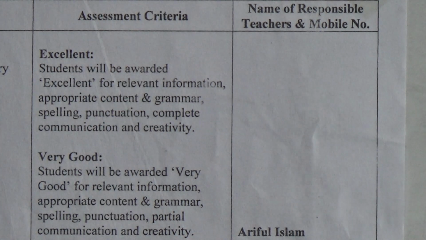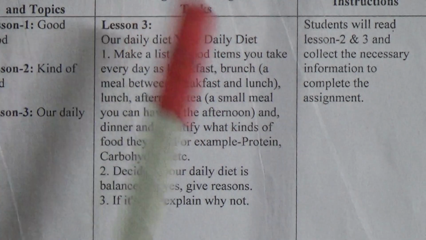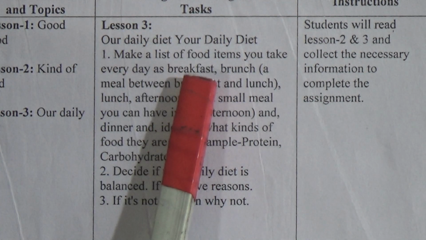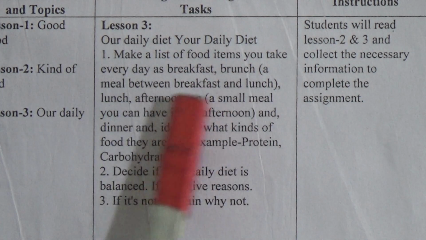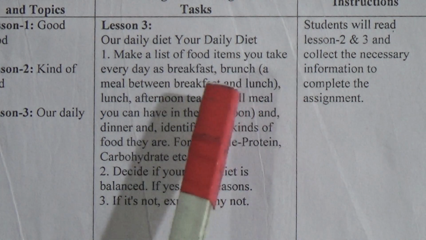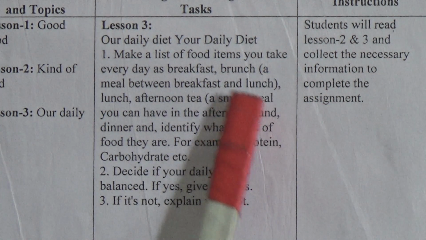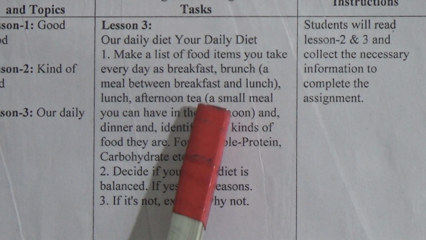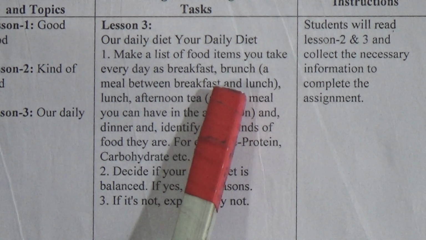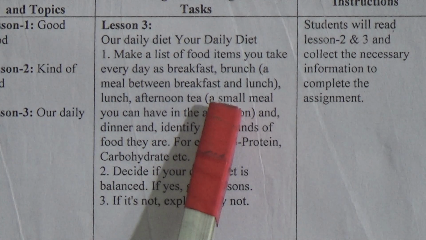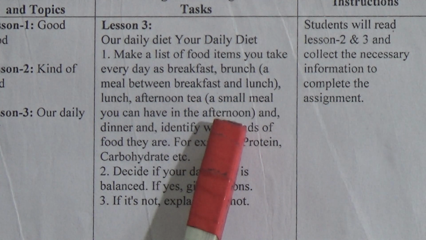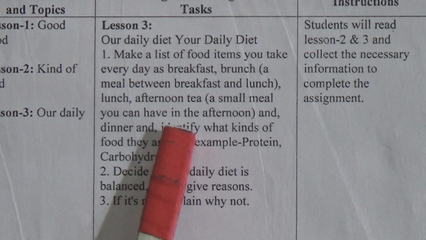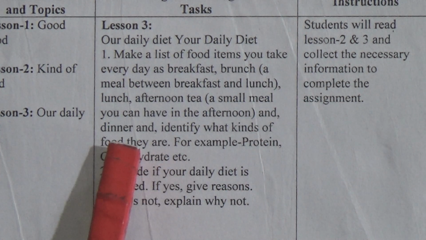Now come to the main portion. Our main part is the assignment or assigned task. So what you have to do, you have to make a list of food items you take every day as breakfast, as brunch. Brunch means a meal between breakfast and lunch. That means between morning and noon we take some food to meet our hunger, and it is called brunch. And in the afternoon we used to take a small meal, and it is called afternoon tea. And at last at night we used to take dinner.